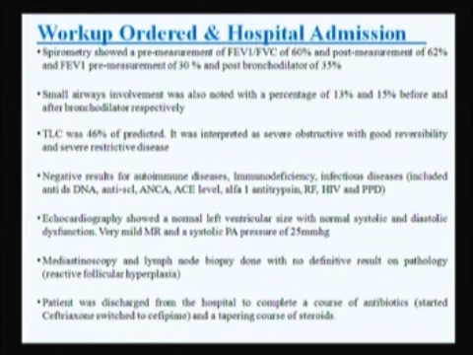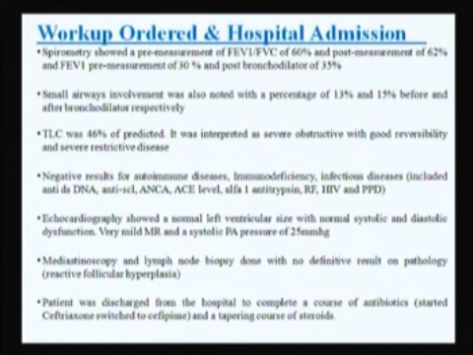The spirometry showed a reduced ratio of 60% and post-measurement of 62%, with an FEV1 pre of 30% and post 35%, which goes with his clinical picture and his dyspnea and saturation. Small airways involvement was also noted, with a percentage of 13% and 15% before and after bronchodilator respectively. His TLC was quite restricted, with 46% predicted, and he was interpreted as having severe obstructive and restrictive lung disease, but with reversibility.